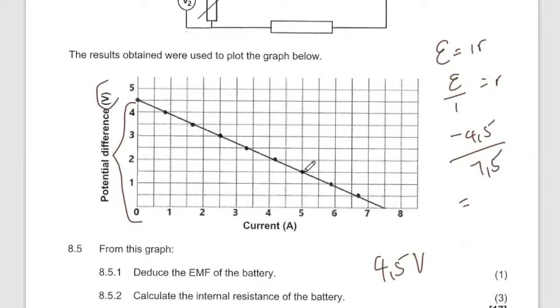Why? Because this line has a negative gradient. So it's negative 4.5 divided by 7.5, which gives me negative 0.6. Which means our internal resistance is 0.6 ohms.